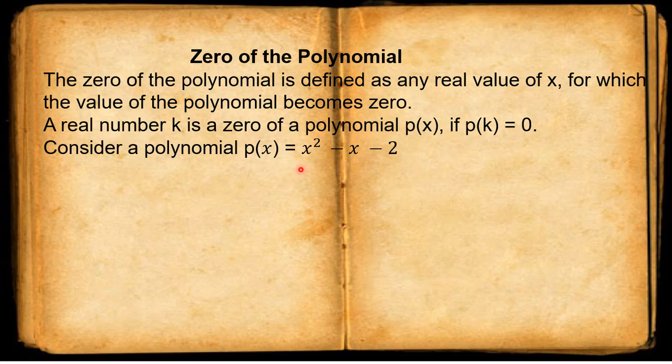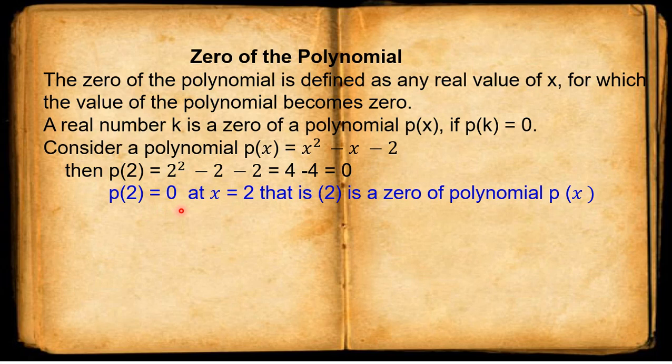So let us understand this by an example. If we have a polynomial x square minus x minus 2 and we put x equal to 2 here, the polynomial becomes p of 2 equal to 2 square minus 2 minus 2. That is 4 minus 4, which equals 0. So here we can say at x equal to 2, p of 2 is equal to 0. So here the value 2 becomes the zero of the polynomial. Understood? This p of 2 equal to 0.